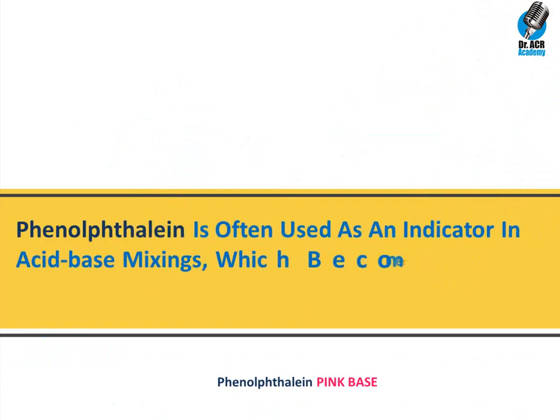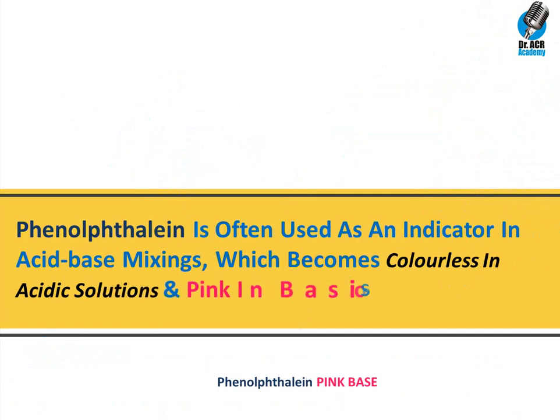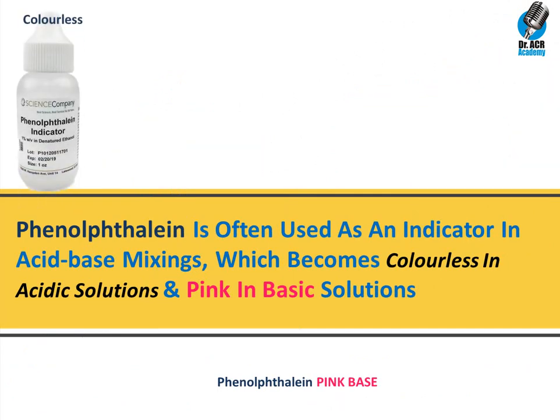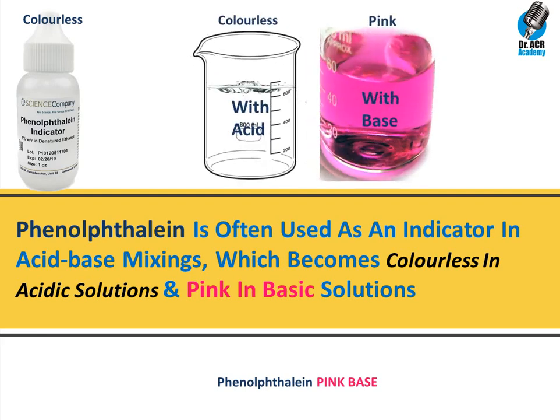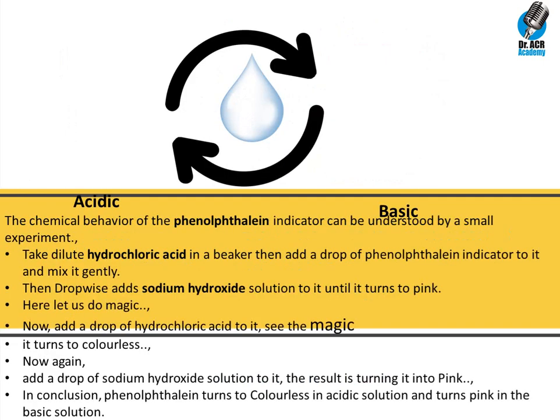Phenolphthalein is often used as an indicator in acid-base mixing, which becomes colorless in acidic solution and pink in basic solutions. This is phenolphthalein. It is colorless with acid. It is pink with base. The chemical behavior of phenolphthalein indicator can be understood by a small experiment.